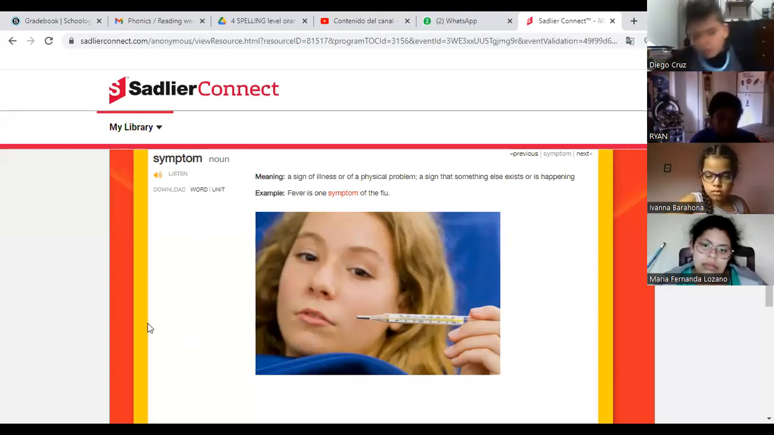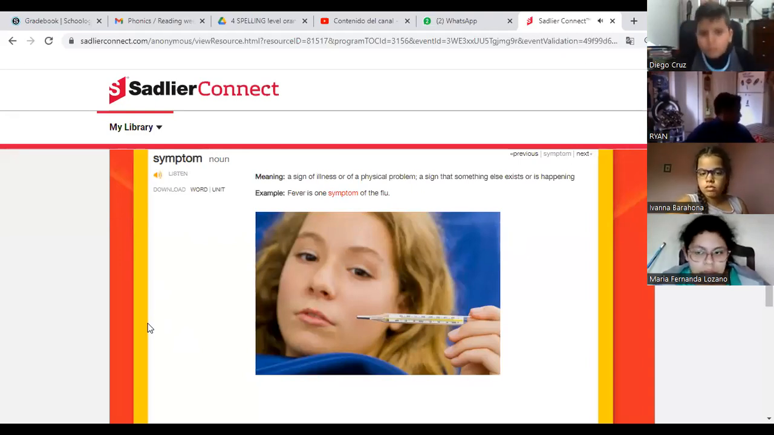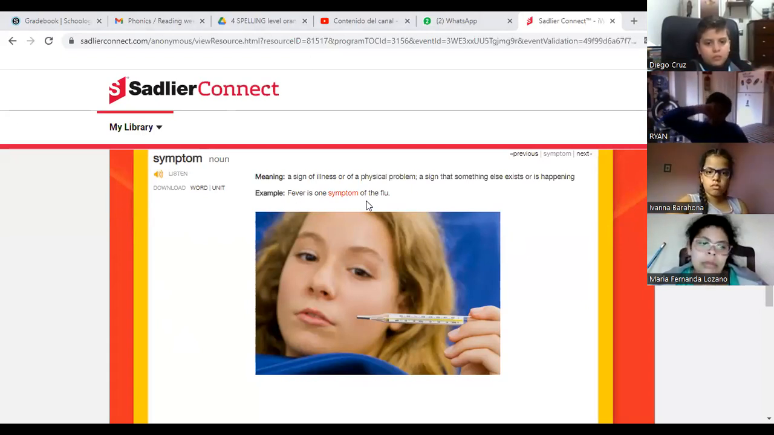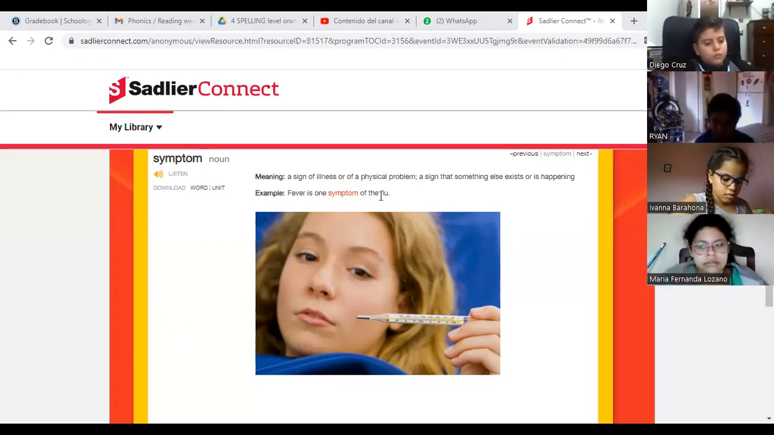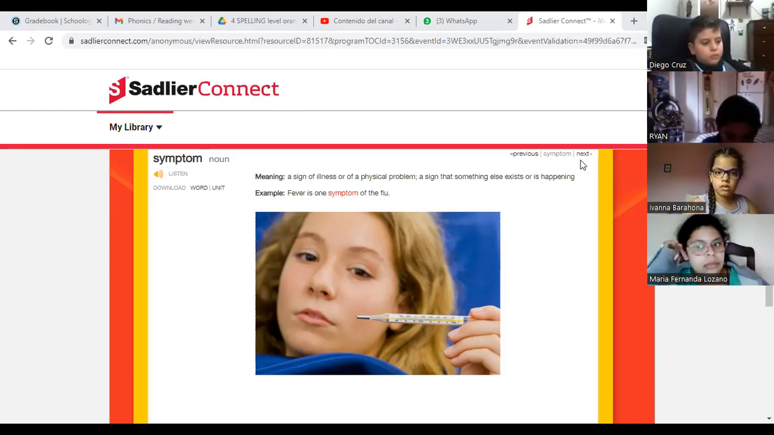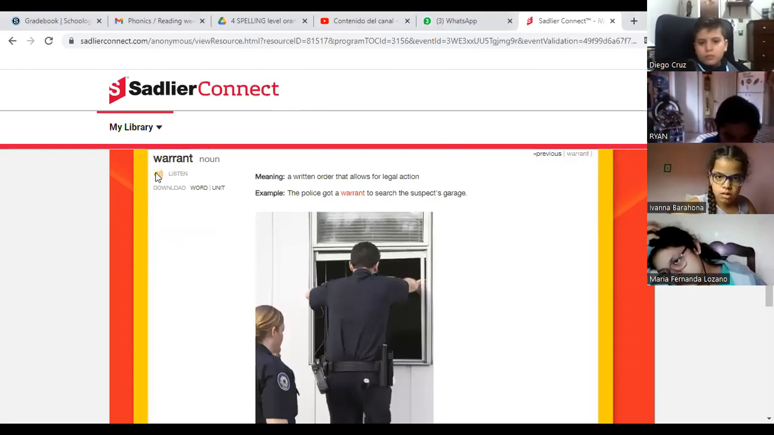Symptom. Symptom is a noun. A symptom is a sign of illness or of a physical problem. A sign that something else exists or is happening. Fever is one symptom of the flu. Now you say the word. Symptom. Fever is one symptom of the flu. Flu is resfriado. So sometimes when you're going to get the flu, you get some fever. You have a temperature. That's fever, fiebre.